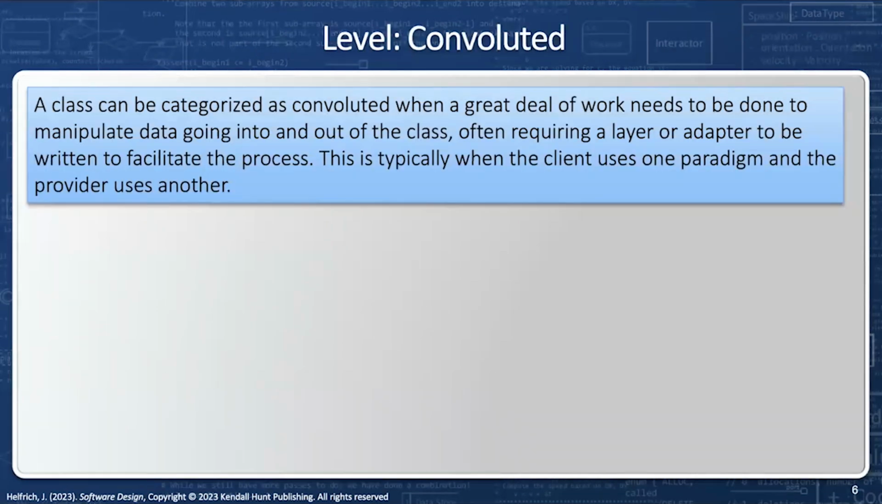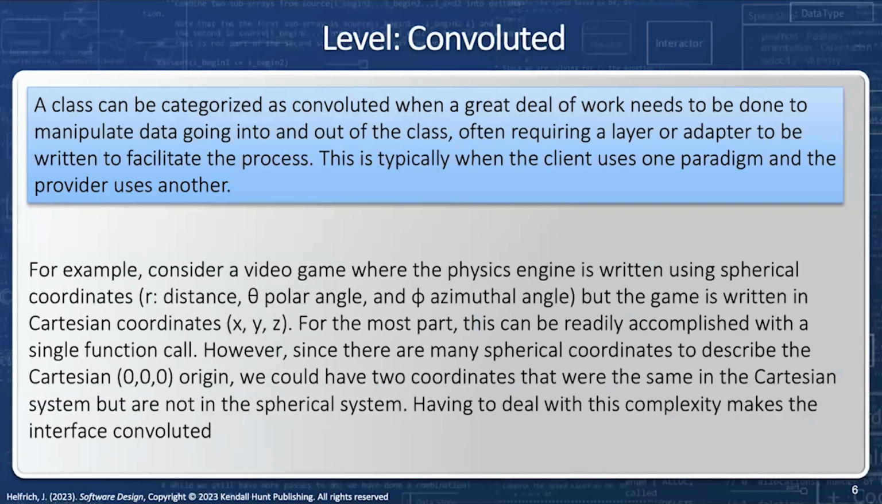A class can be categorized as convoluted when a great deal of work needs to be done to manipulate data going into and out of the class, often requiring a layer or adapter to be written to facilitate the process. This is typically when the client uses one paradigm and the provider uses another. For an example, consider a video game where the physics engine is written using spherical coordinates, where we have distance and polar angle and azimuthal angle, but the game is written in Cartesian coordinates, x, y, and z. For the most part, this can be readily accomplished with a single function call. However, since there are many spherical coordinates describing a single Cartesian origin, we can have 2 coordinates with the same Cartesian position but not the same spherical position. Having to deal with this complexity makes the interface convoluted.